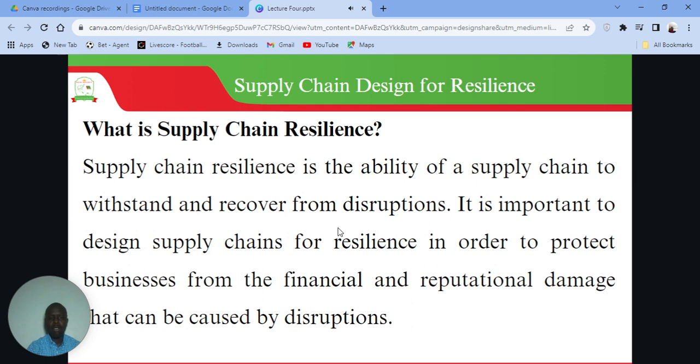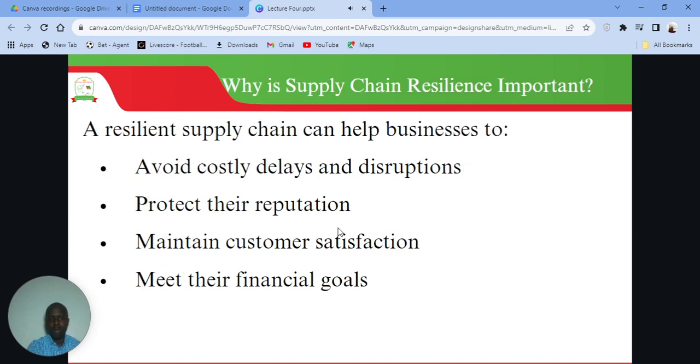So you need to have supply chain activities that are resilient to protect businesses from financial and reputational damage. During that particular period, there are organizations that completely closed down. So those that were able to withstand the pressure, then we can say that's supply chain resilience, which the others were unable to overcome.